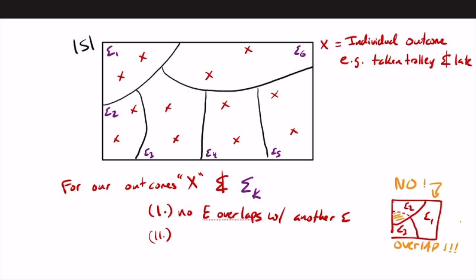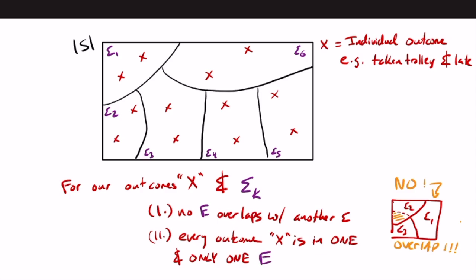The second principle that's important is that every outcome X is in one and only one E. So those are the two main things about a partition that we have to have in order to have a valid partition for your event spaces.